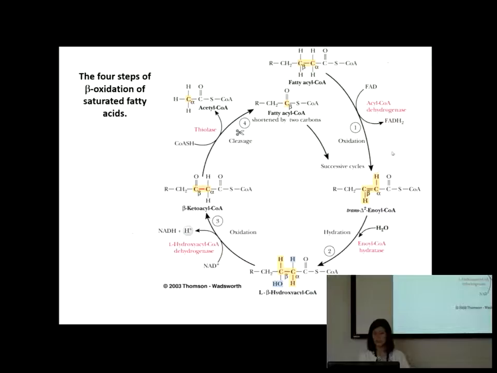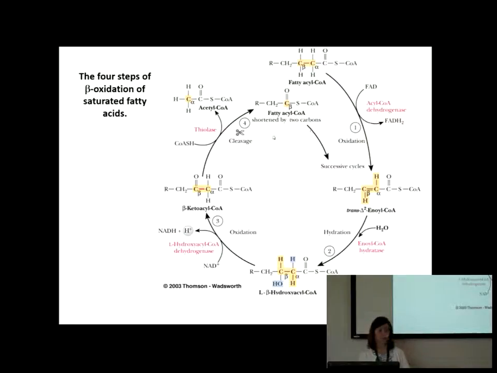So each cycle is going to give us an FADH2, an NADH, an acetyl-CoA, and a fatty acid that's 2 carbons shorter. Yes, Emily? You said that it keeps going through until 4 carbons are left, and then does it cleave again? Yeah, we're going to talk about that. So it keeps going until there's 4 carbons, and then we'll cleave there, but the last one gives you 2 acetyl-CoAs, so it doesn't keep going.